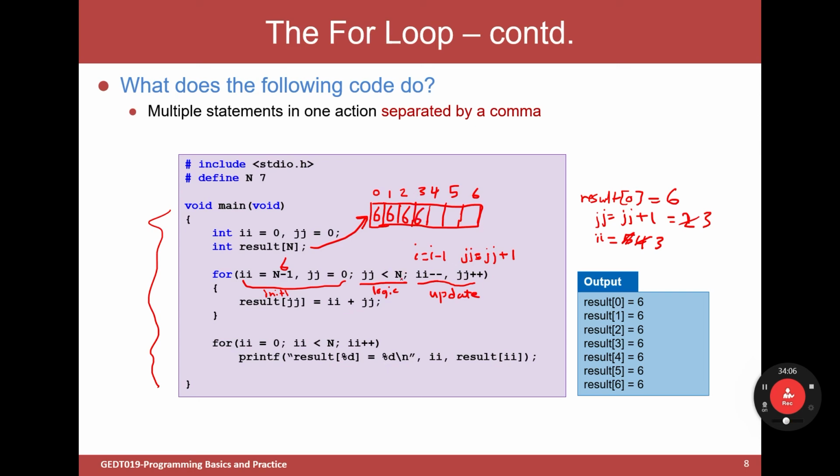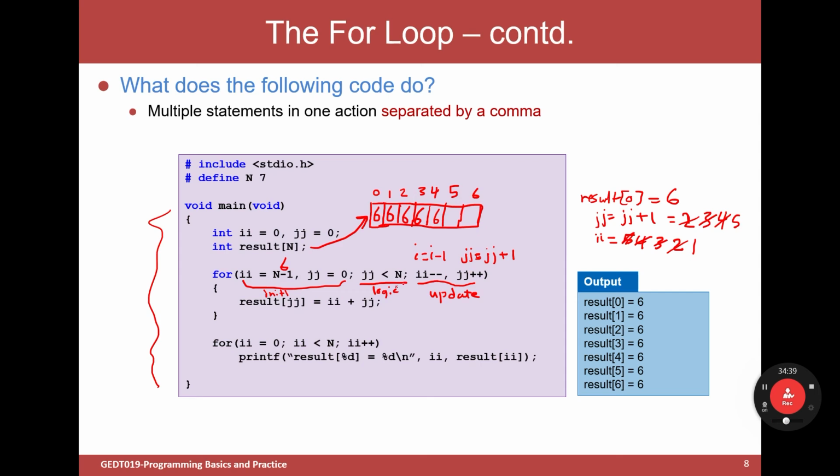Okay, still jj is smaller than n. Yes, still smaller than n. Then now this one became 4. And this one became 2. Okay, and now result 4, that means this guy, result 4 is equal 2 plus 4. That means it equals 6. And then change this jj. jj became 5. And this one became 1.